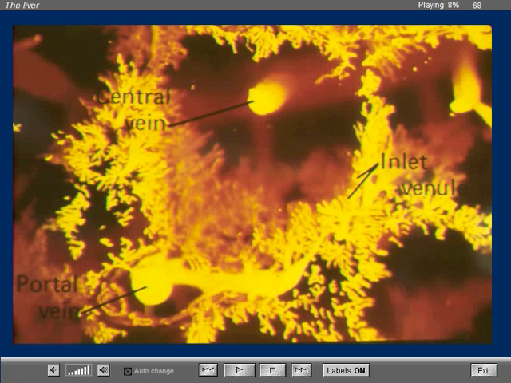Here we can see in a cast corrosion the central venule, and note that there is a large space between this venule and the periphery of the liver lobule, where we see the branches of the portal vein, particularly at the level of the portal triad.